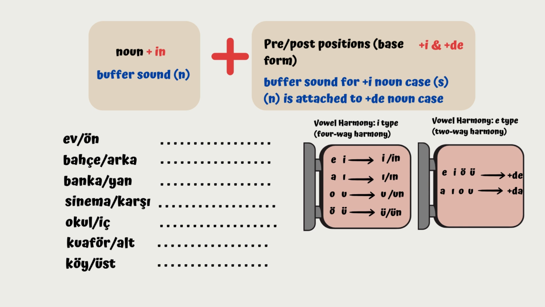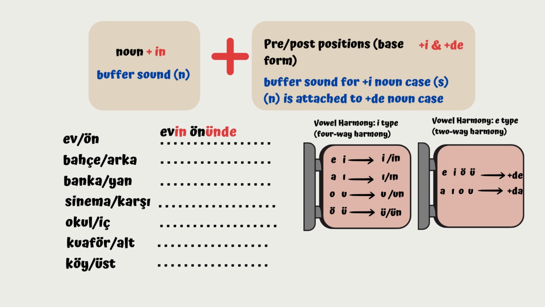So the very first example has ev and ön. Ev is the noun, which means home, house. Ön means front. So what we're gonna say is at the front of the house. So ev has to take the in noun case, and ön has to take the e noun case and then the de noun case. We're following the vowel harmony rules, right? So the answer will be evin önünde.